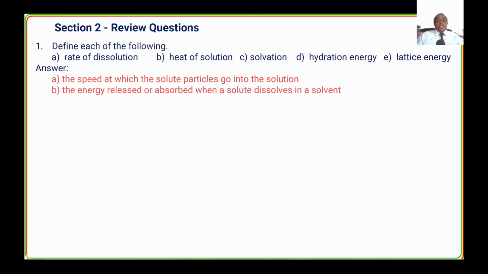This is the energy released or absorbed when a solid dissolves in a solvent. So if you remember, heat of solution is the sum of delta H1 plus delta H2 plus delta H3. That sum may be negative or positive. If it is negative, heat is released to the surrounding, so it's exothermic. If it is positive, heat is absorbed from the surrounding, so it's an endothermic process.